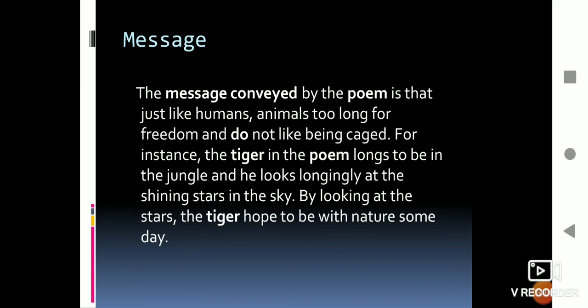For instance, the tiger in the poem longs to be in the jungle and he looks longingly at the shining stars in the sky. By looking at the stars, the tiger hoped to be with nature someday. The tiger is looking at the stars and expecting that one day he will also be free like the stars, freely moving in the jungles underneath the stars. So by this the poet is giving a message that animals should be left open and free. They should not be bound, they should not be caged.